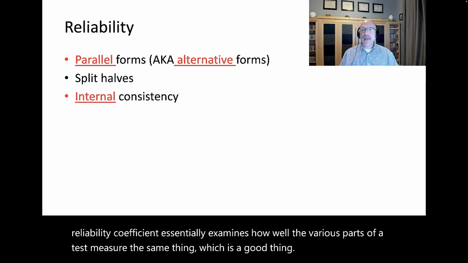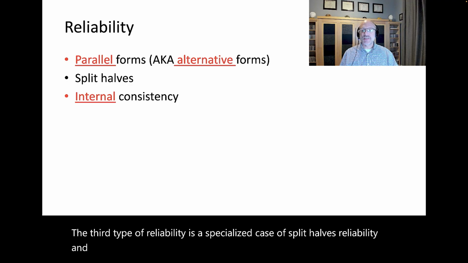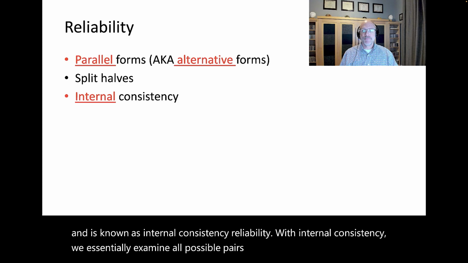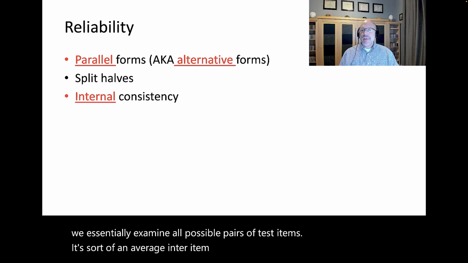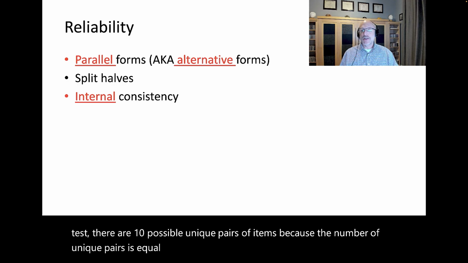The third type of reliability is a specialized case of split halves reliability and is known as internal consistency reliability. With internal consistency, we essentially examine all possible pairs of test items. It's sort of an average inter-item correlation. If we have, say, 5 items on the test, there are 10 possible unique pairs of items because the number of unique pairs is equal to n times n minus 1 divided by 2 for an n item length test.